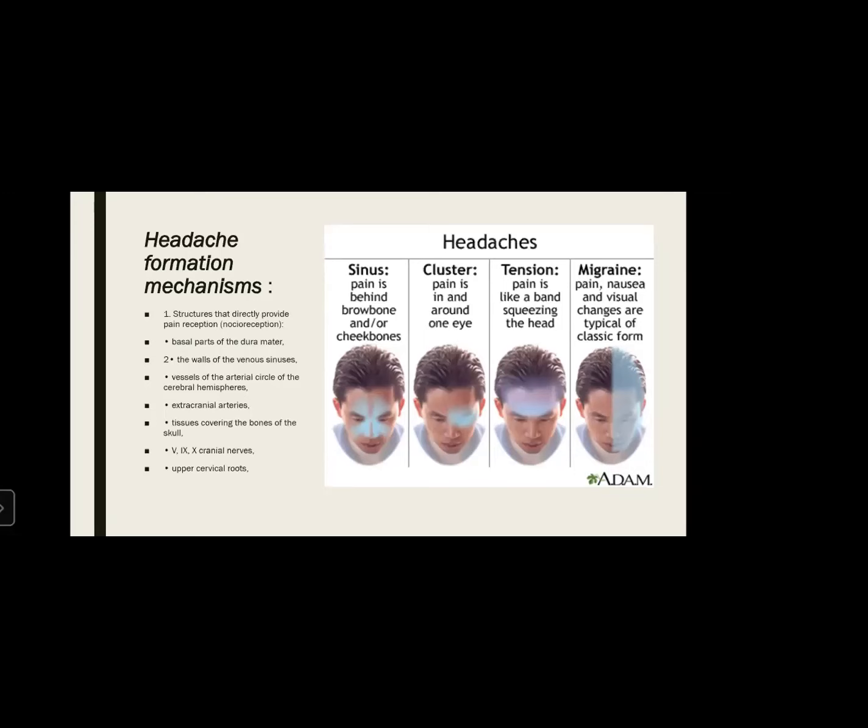So sinus pain is behind the brow bone and or cheekbones. The cluster one is around one eye. The tension one is like a band squeezing the head. And the migraine one, pain, nausea, and visual change are the typical classic form.